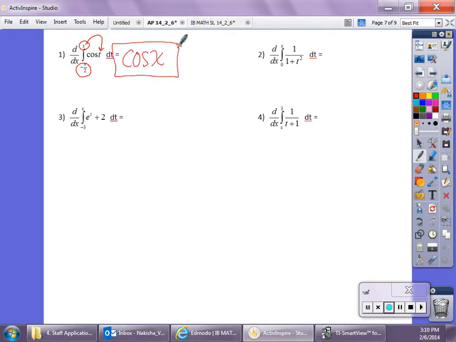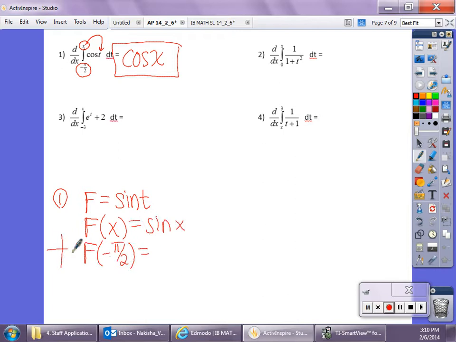You don't need to take the antiderivative. You pretty much don't need to do anything. But I am going to prove that. So number one, let's start off with the antiderivative of cosine, which would be sine. F of x would be sine of x. F of negative pi over 2 would be the sine of negative pi over 2, which gives us negative 1. So I'm going to rewrite this problem as d/dx of f of x minus f of negative pi over 2. But that just gives us cosine of x again.